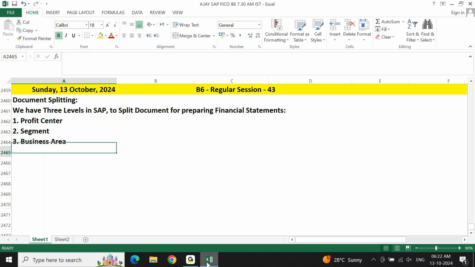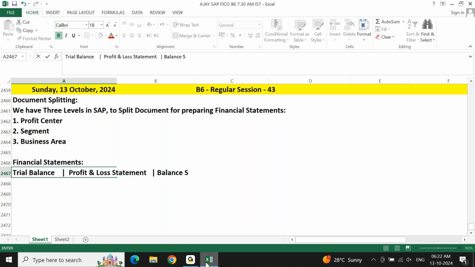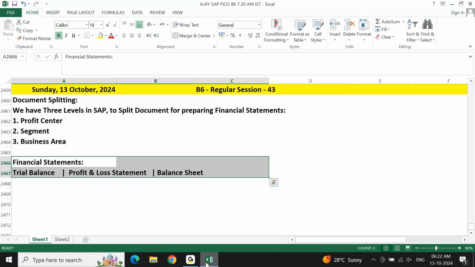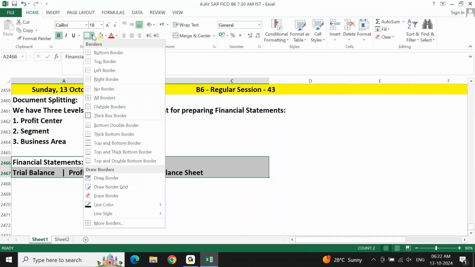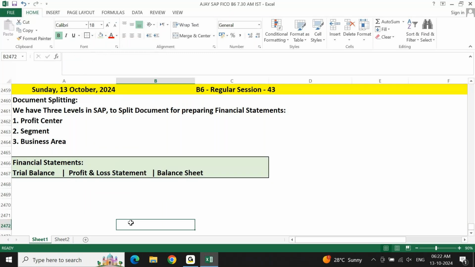When you're talking about financial statements, again we need to understand, these are basically representing trial balance, profit and loss statement, and then balance sheet. The whole objective of document splitting is to make sure financial statements can be generated at this level. I mean, at document profit center level, or at a document segment level, or at a document business area level.